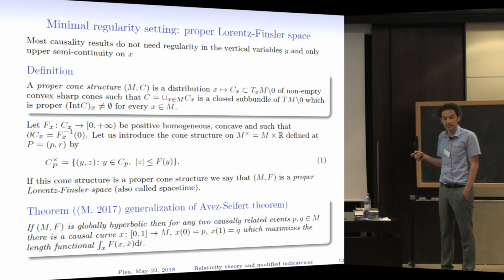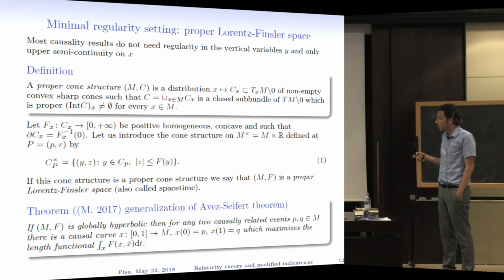But then we add another ingredient. We introduce this function f, which is the Finsler fundamental function, positive homogeneous, concave, which vanishes at the boundary. And we consider this product manifold times R and define on this product this cone structure. We use f to build a cone on the product.